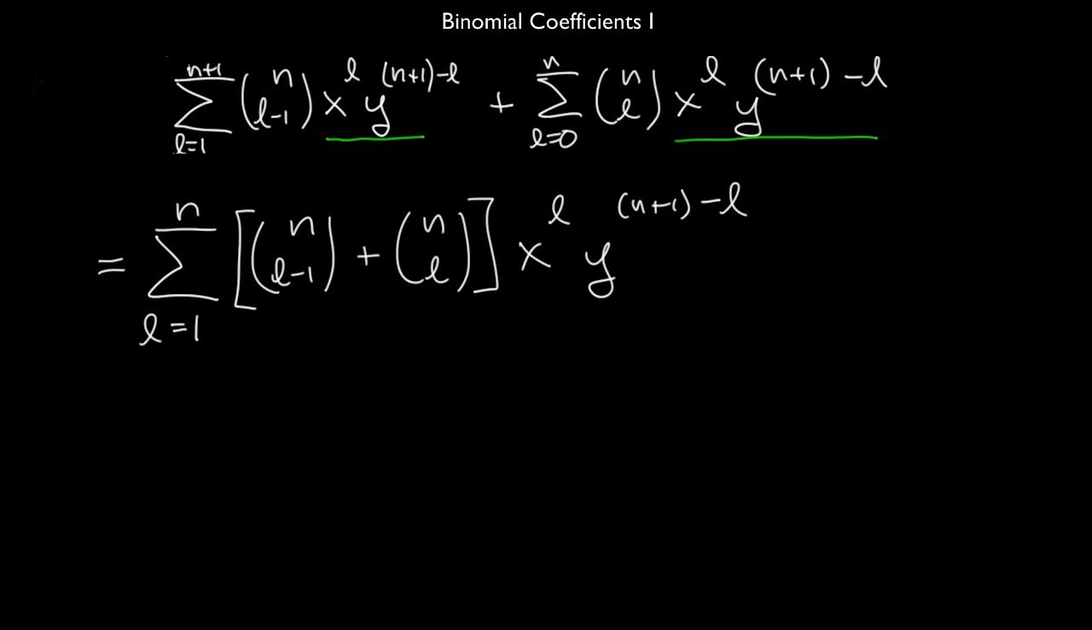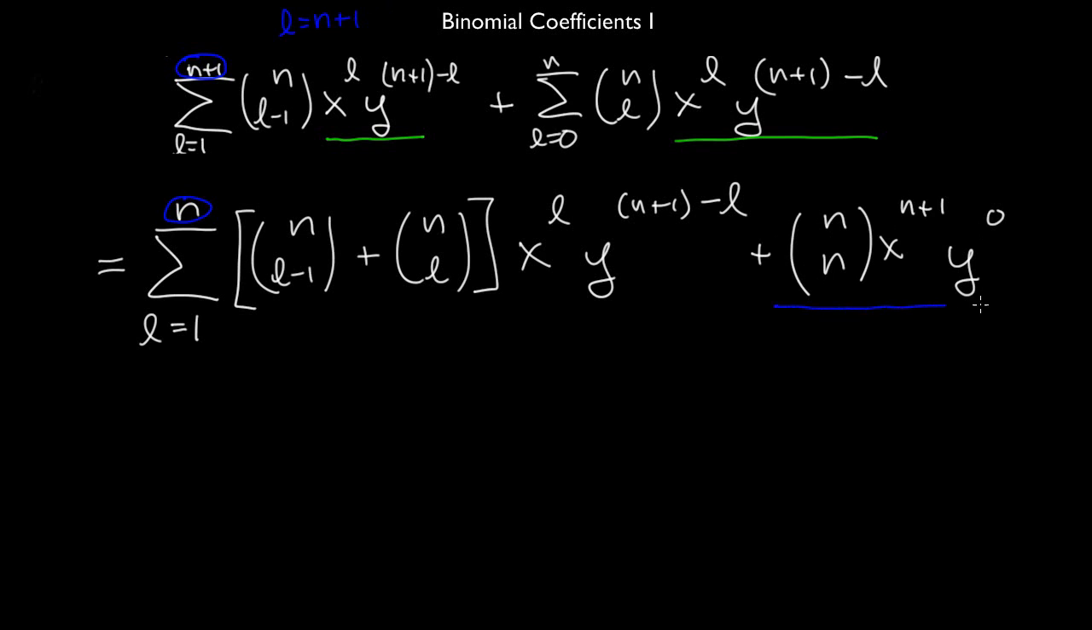So I've missed a couple of terms. Let's see, what have I missed? Well, here I should have gone all the way up to n plus 1, and I only went up to n. So in order to make this correct, I have to add back in the term that I left off, which is when L is equal to n plus 1, which means that L minus 1 is equal to n. And so what I'm getting is n choose n, x to the n plus 1, y to the 0.